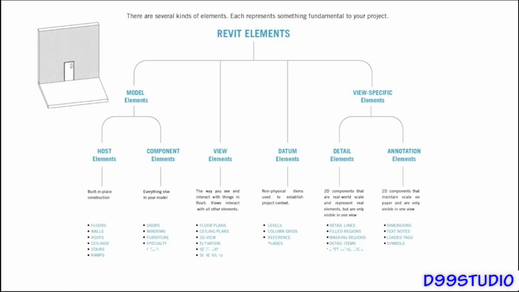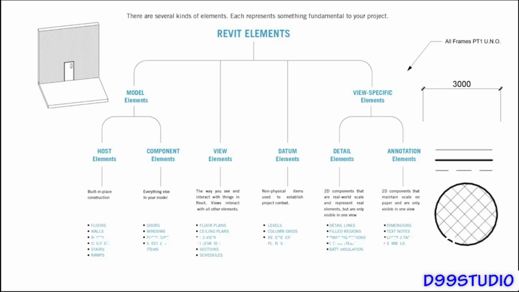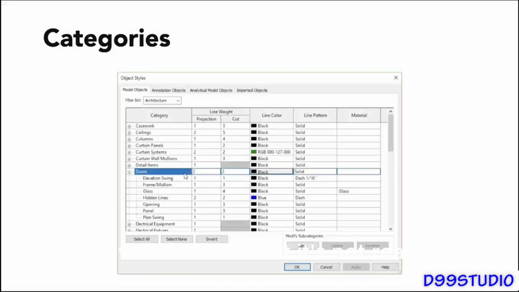We have items for annotation, such as text and dimensions. We have detail items like lines and filled regions. We have view elements like floor plans, elevations, and sections. And we have datum elements like grids and levels. Now, at the moment, it's not really important to know every single category and go looking for some comprehensive list.